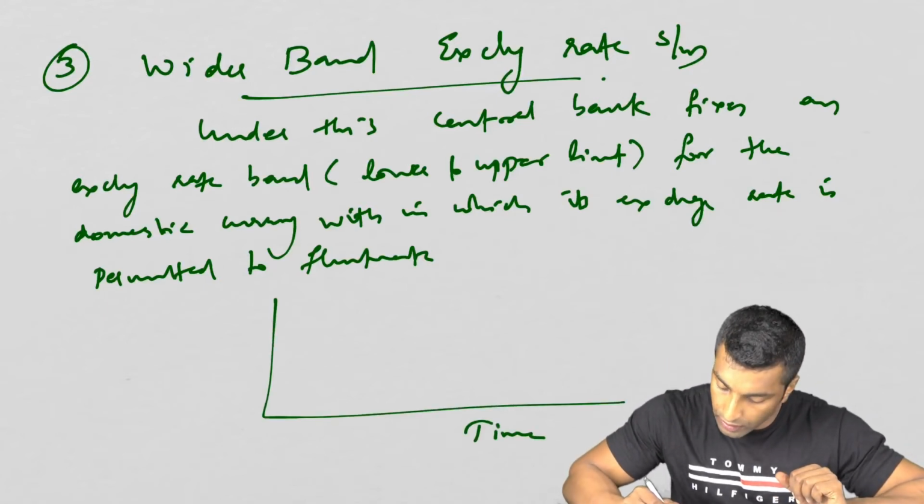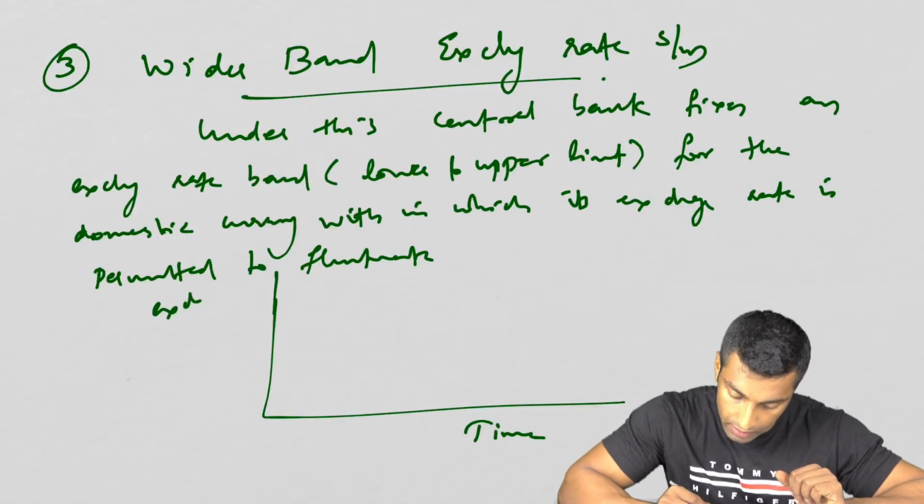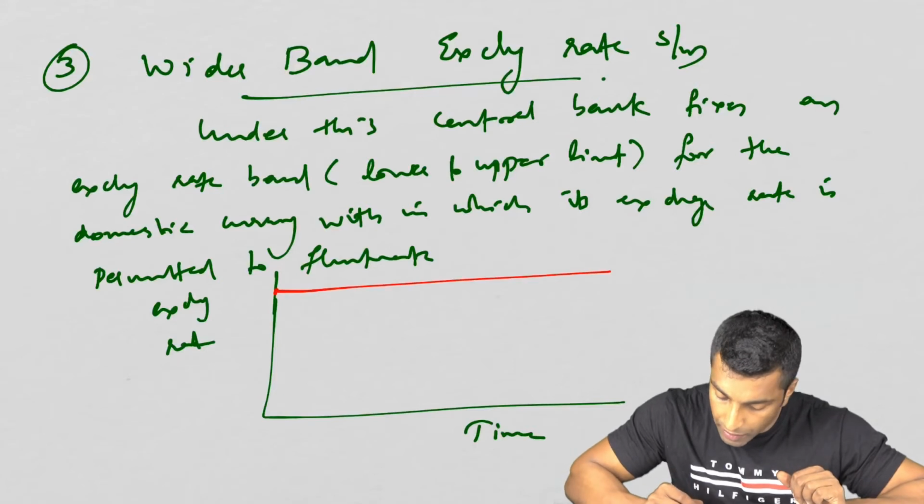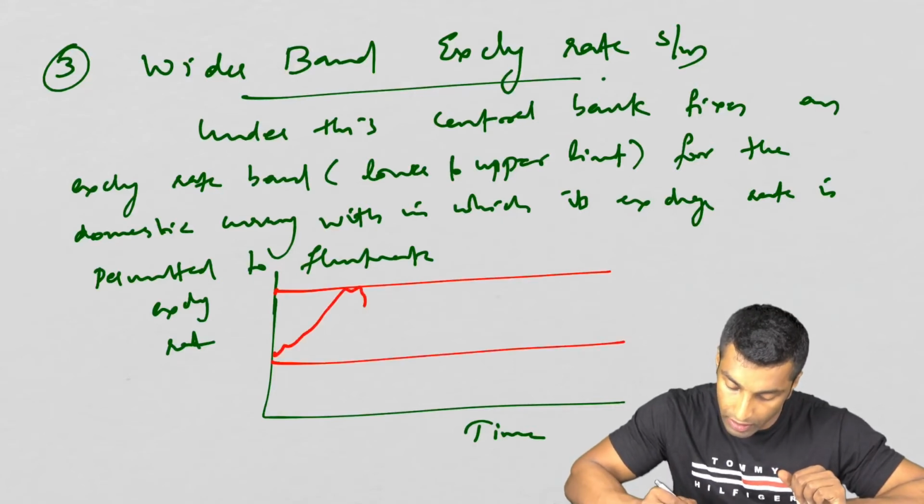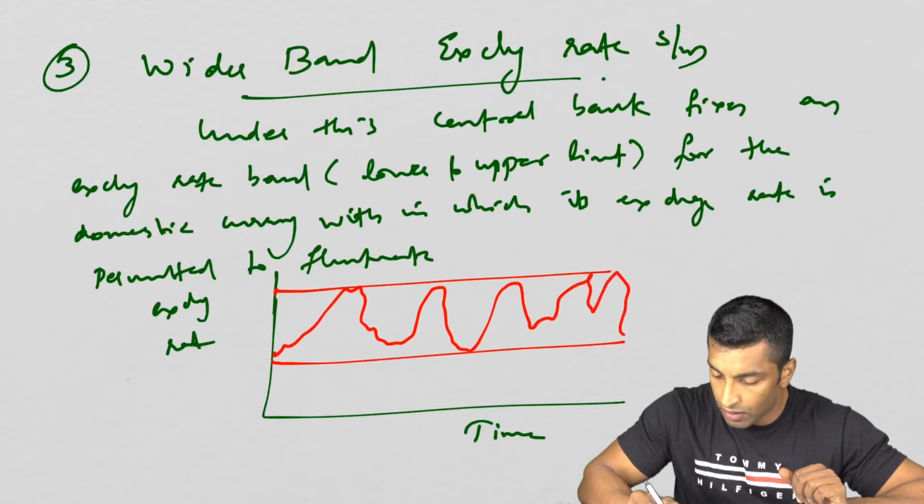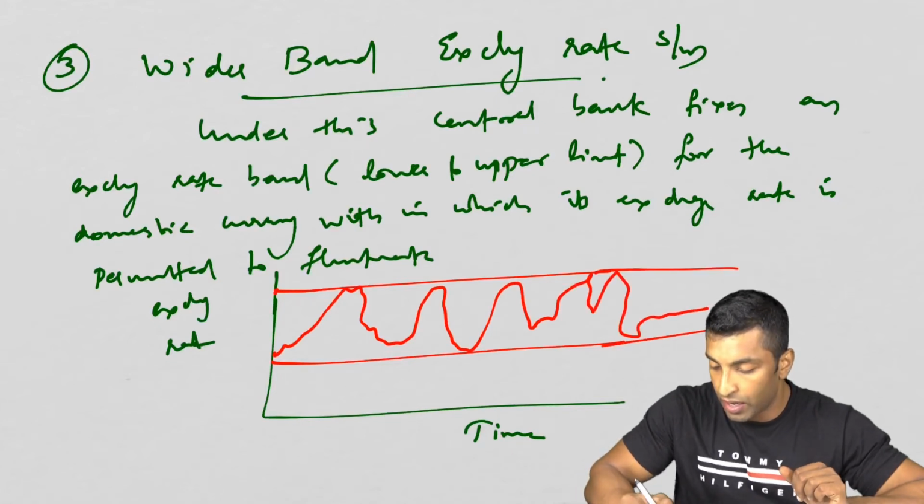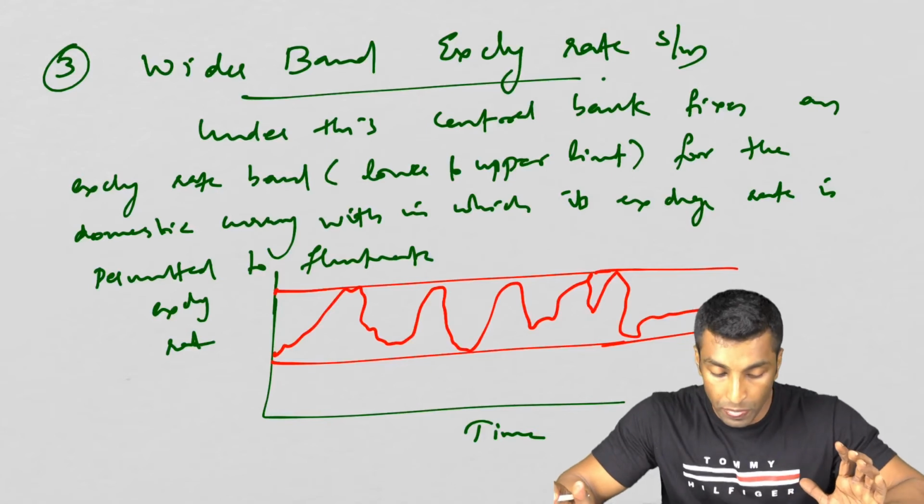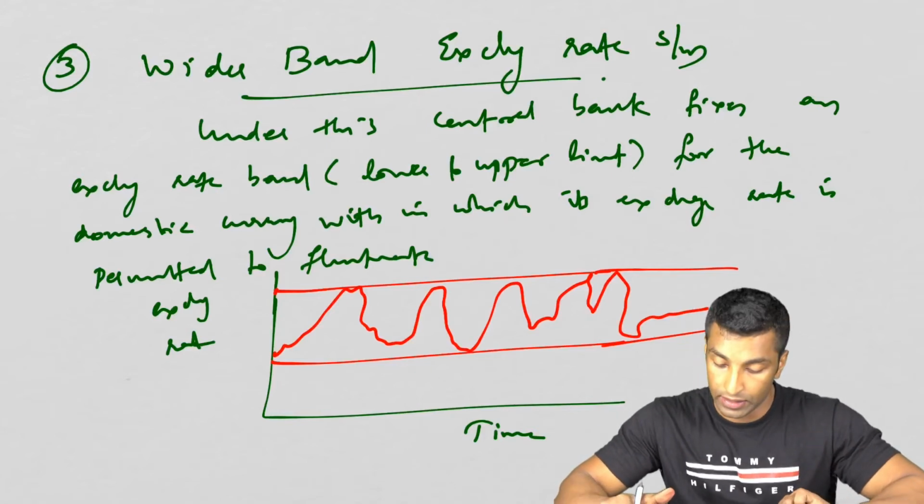If you take time on the x-axis and exchange rate here, there will be an upper limit and a lower limit. The exchange rates will fluctuate like this, and in between they can go in any direction. So this is what you mean by wider band exchange rate system. Next is the crawling peg exchange rate system.